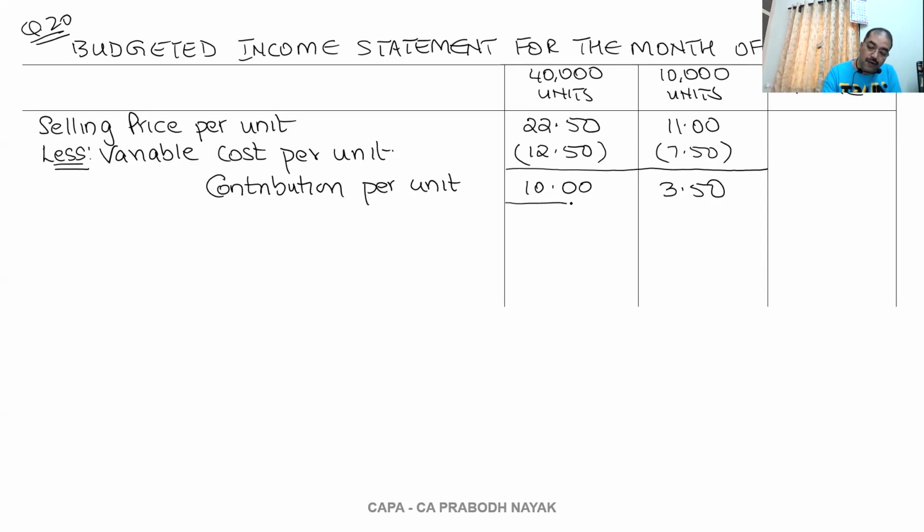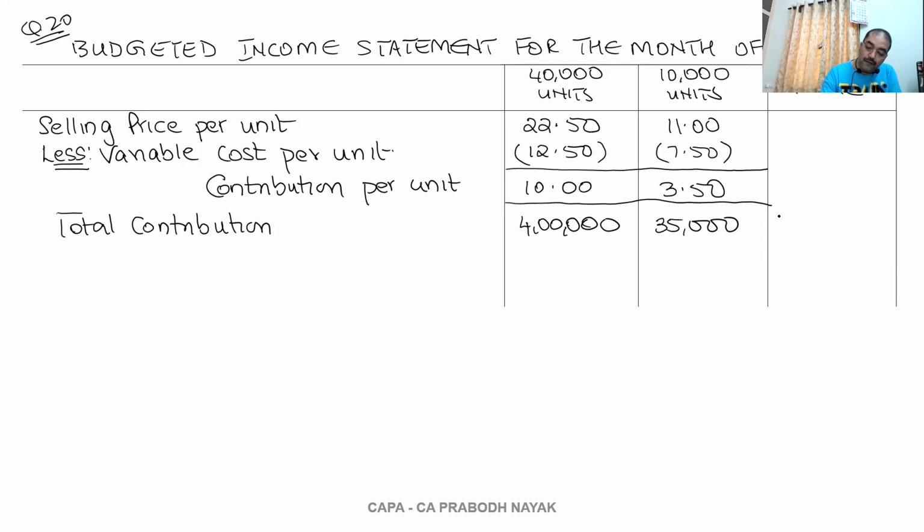Total contribution multiplied by the number of units. 10 into 40,000 is 4 lakhs. 3.5 into 10,000 is 35,000. So total is 4 lakh 35,000. Less the fixed cost.